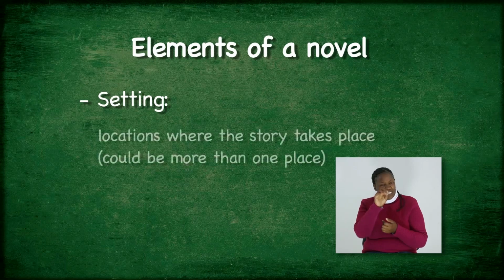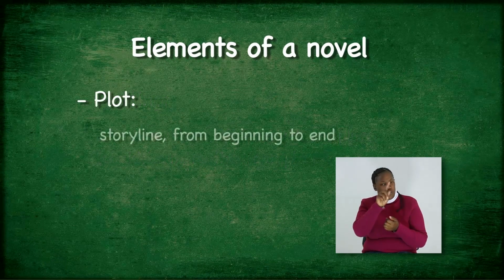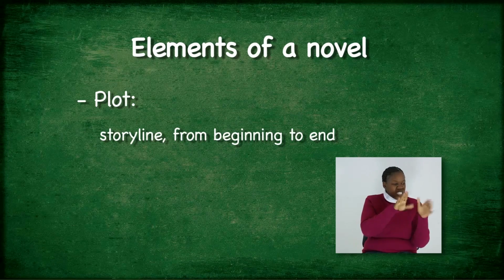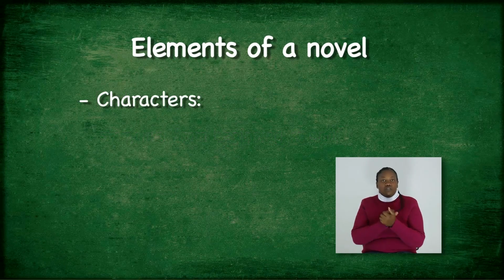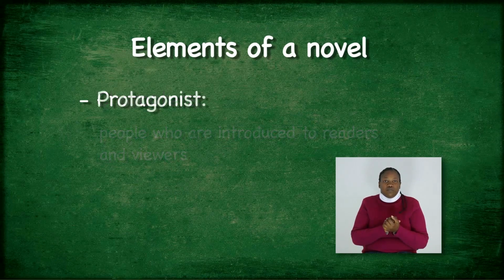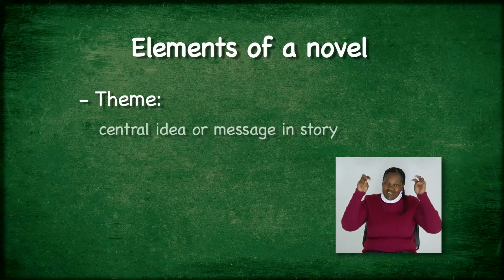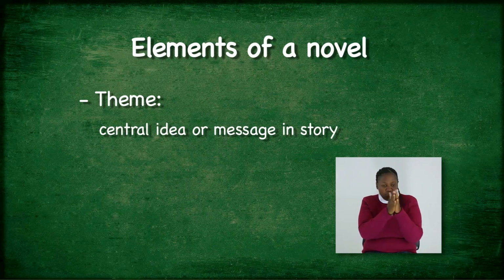Now let us take a closer look at what these things really are. The setting refers to the location in which the story takes place, and the location can be in several places. The plot refers to the storyline in the novel, from beginning to the end. The characters refer to the people presented to the readers, listeners, and viewers. The protagonist is the main character, accompanied by several supporting characters. The theme is the main idea or message in the novel. Along with these elements, there are several other elements: point of view, mood, and style.